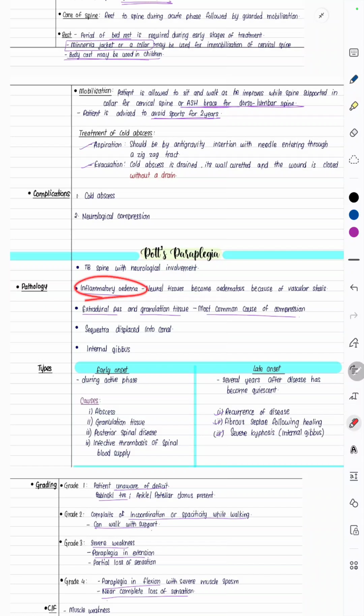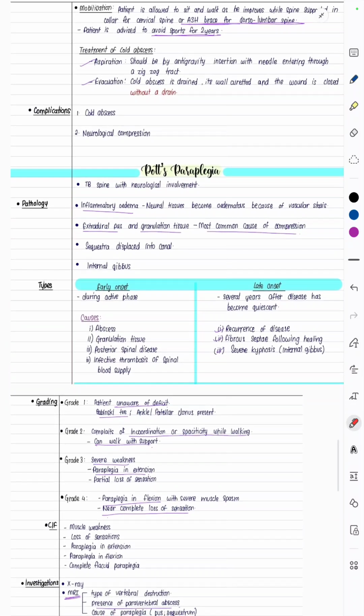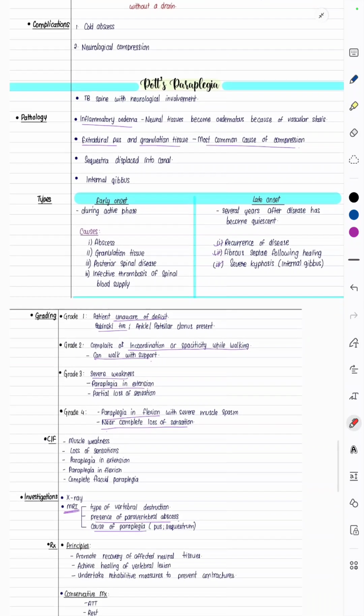Now, pathophysiology, there can be a lot of inflammatory edema, and because of which the neural tissues get compressed. Extradural pus and granulation tissue is the most common cause of compression. Now, the types of Pott's paraplegia are early onset and late onset. Early onset is seen during the active phase, and late onset is seen several years after the disease has become quiescent.